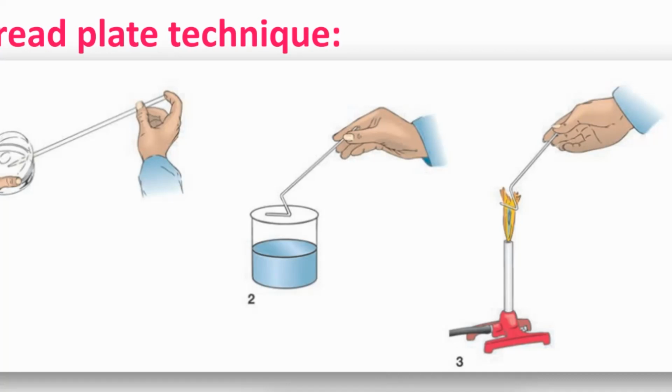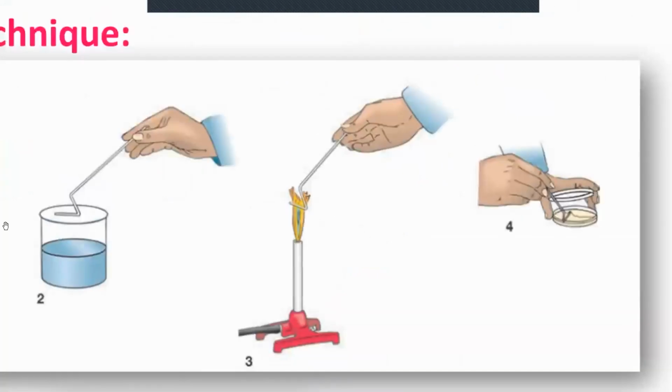Now what will be the next step for me? Burning is done. The next step is shown here. In the first step, a loopful of culture was taken from the liquid medium. Here we are going to use only a liquid medium, transferring maybe 0.1 ml or 0.5 ml using pipettes. We may use the micro pipette.